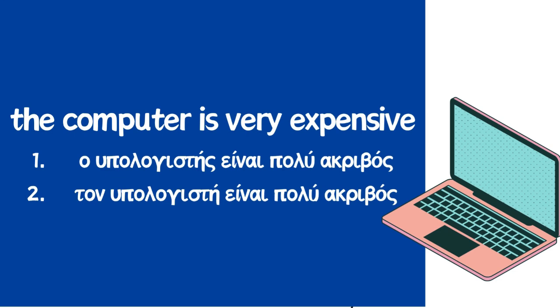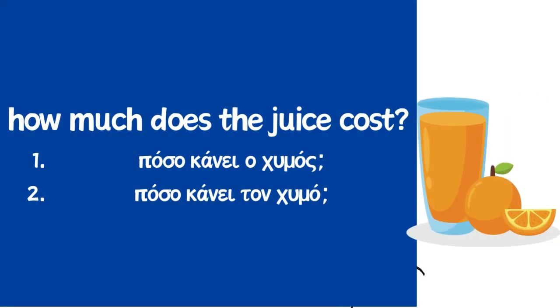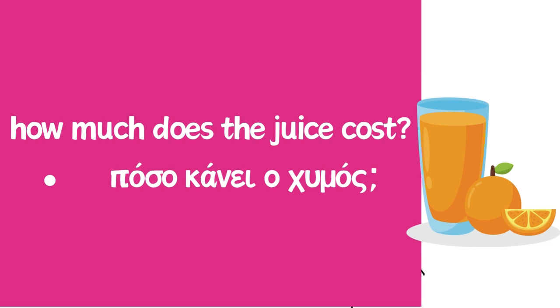Another example, the computer is very expensive. The options are ο υπολογιστής είναι πολύ ακριβός, τον υπολογιστή είναι πολύ ακριβός. The correct answer is ο υπολογιστής είναι πολύ ακριβός. How much does the juice cost? Πόσο κάνει ο χυμός? Πόσο κάνει τον χυμό? The correct answer is πόσο κάνει ο χυμός?